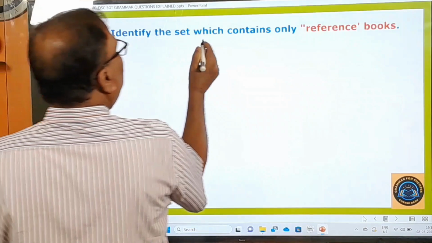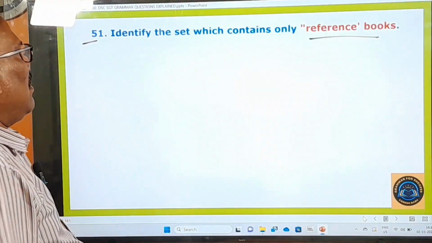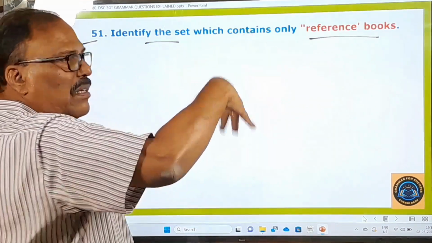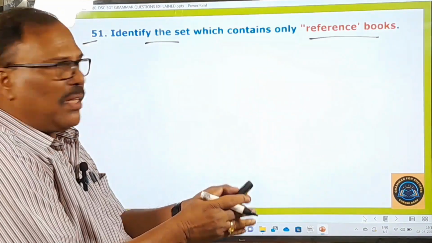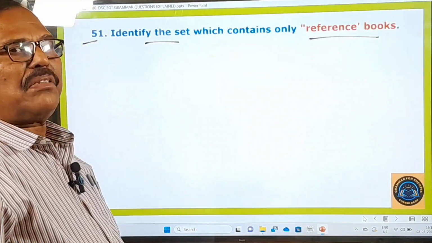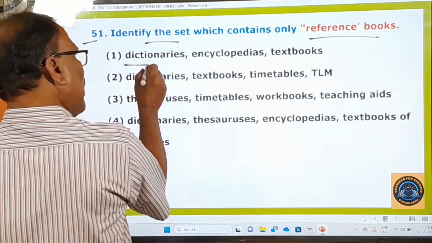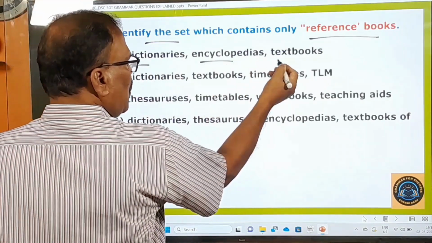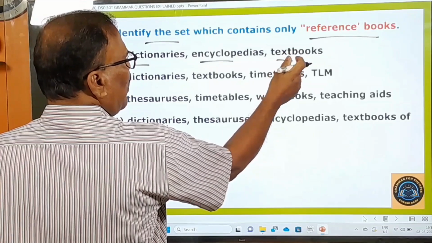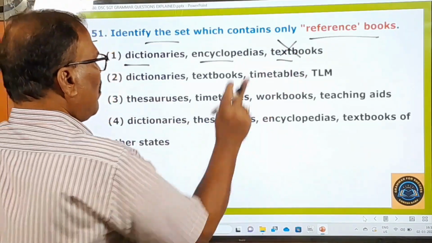51st question. Identify the set which contains only reference books. Okay, a set means a collection of things. The set which contains only reference books. What are reference books? Let us look at the options. Dictionaries, okay, reference books. Encyclopedias, textbooks. Textbooks are not reference books because textbooks are prescribed for you for study. That's why they are not reference books.